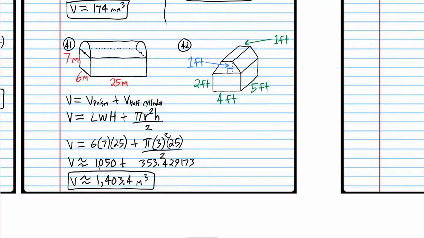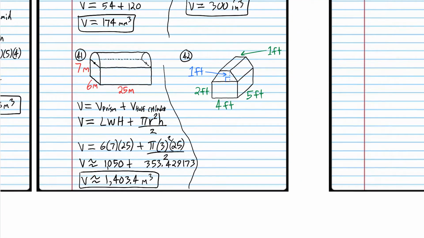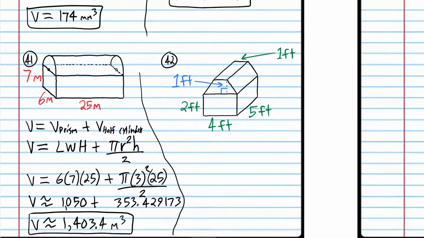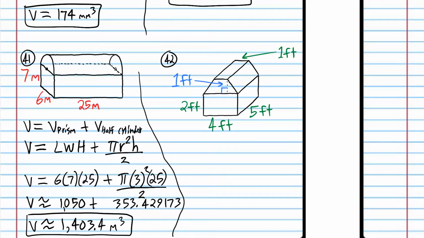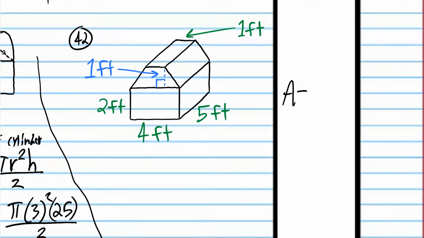So for number 42, I'm going to give you a hint. First of all, we have two prisms. We have the top prism and the bottom prism. The bottom prism is obviously a rectangular prism. So that's going to be easy, length times width. But the top prism, the bases of that prism are trapezoids. So you're going to have to use the trapezoid formula. If you forgot the trapezoid formula, the area of a trapezoid is height times the sum of the bases divided by 2. So go ahead and try number 42.